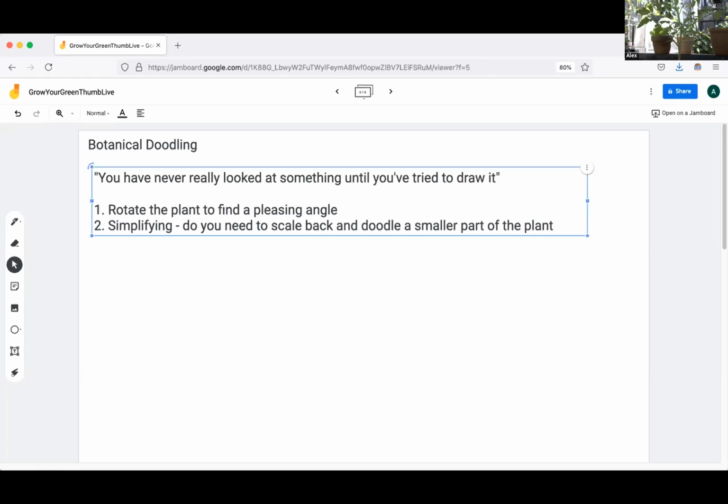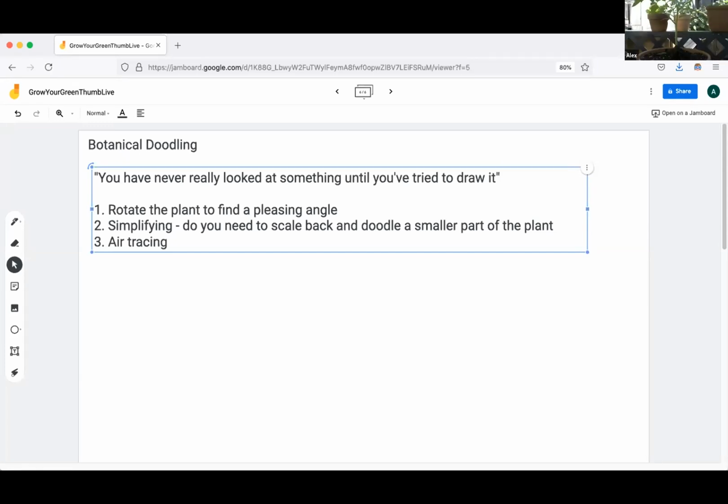I'd say if you have more than 10 leaves, you want to break it down to something smaller to start doodling with. Okay, step three, air tracing. So what I want you to do is take a pen or a pencil and trace the plant. So hold it in front of you. So to start with the container that the plant is in, for example, I can sort of trace this round pot that's holding my tomato plant here. So I'll just go ahead and trace it around with my hand.